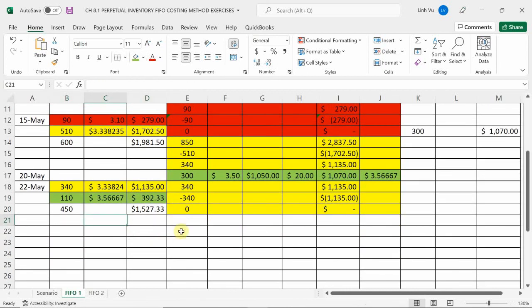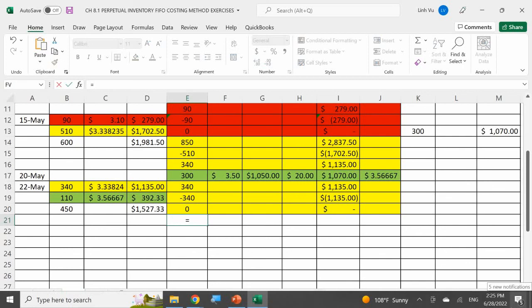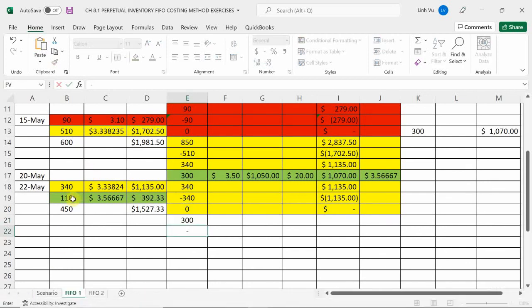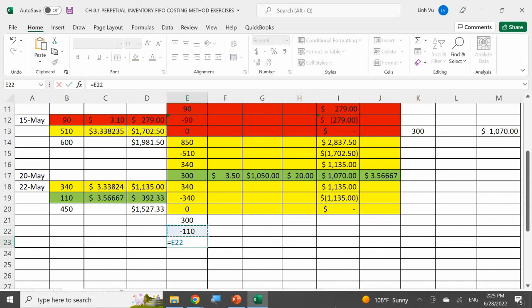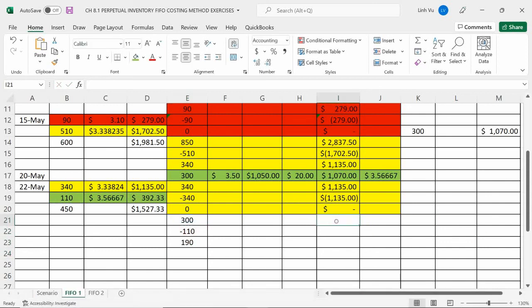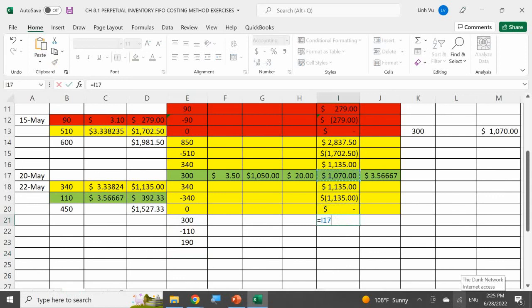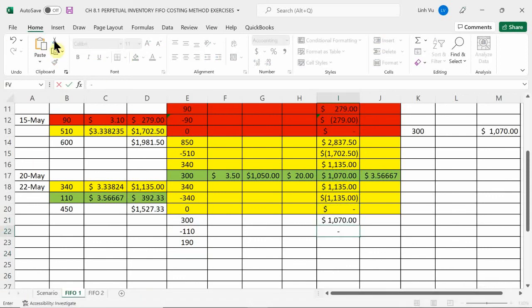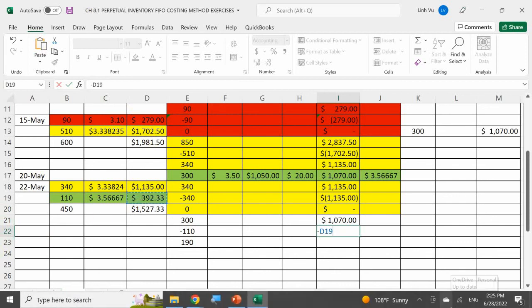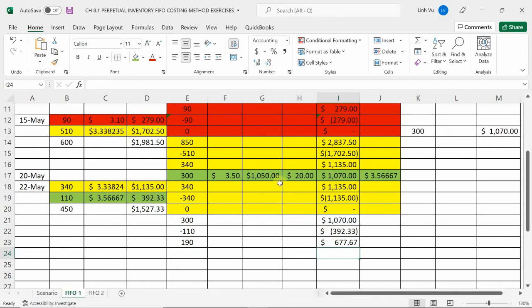Okay, so once again, let's eliminate from my green batch of 300. We just sold 110, so I should have a remainder of 190. Same thing here. I gotta eliminate my 1070. I gotta subtract that I sold a total of this 392.33, and that's gonna give me a grand total of 677.67.